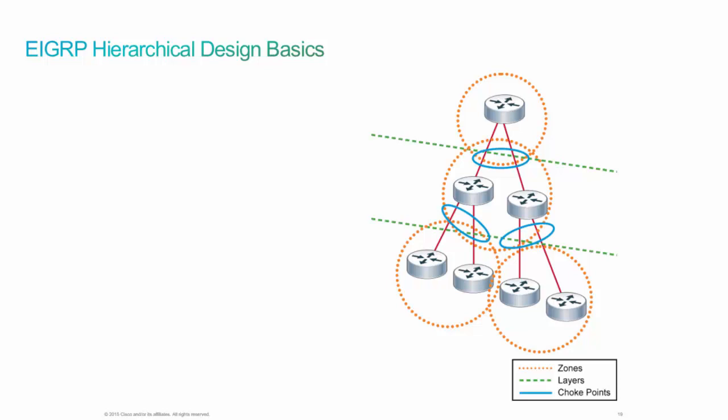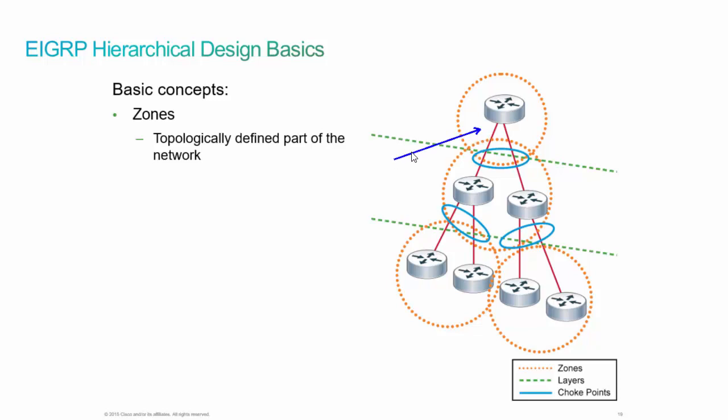Here are some of the basics of EIGRP's hierarchical design. First of all, the network, as you can see here, is broken down into zones. This is topologically defined as part of the network, where inside of a zone we essentially have a failure domain. So what does that mean? Inside of a zone, if we were to have a device go down or a link go down, the impact is minimized outside of the zone. Outside of the zone, they see little to no change.